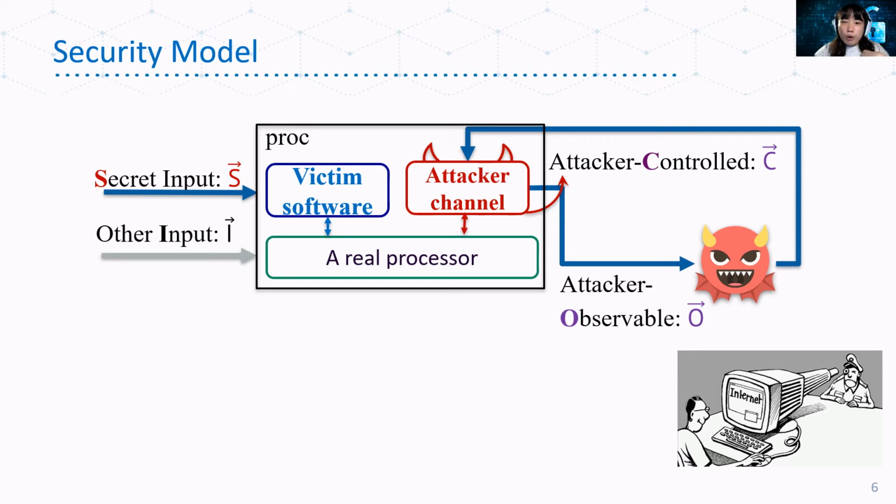To translate the system's post-condition to a formula representing information linkage, we need to model the inputs and outputs for the post-condition using a general security model. Here we consider a victim software carrying secret inputs running on a real processor implementation. However, the processor implementation may include some unexpected hardware channels that could be utilized by an attacker via some attacker-controlled inputs and by observing attacker-observable outputs. Then we can prove that the system holds the non-interference property if the attacker's observable does not differ between any pair of secret values with the same attacker-controlled inputs.